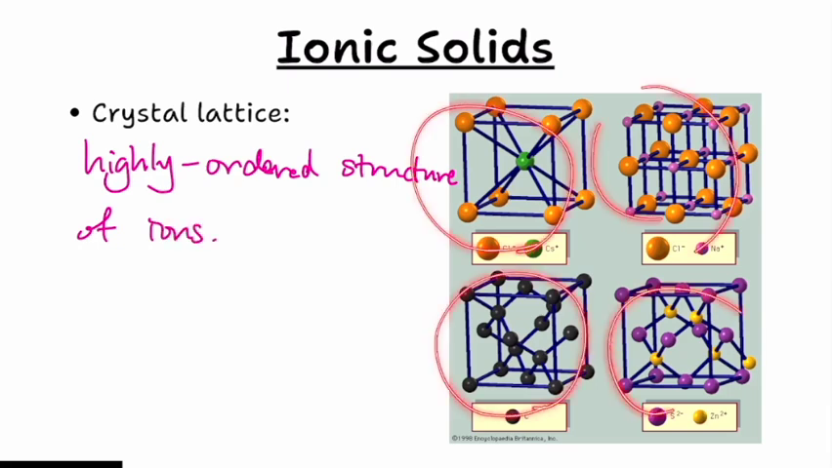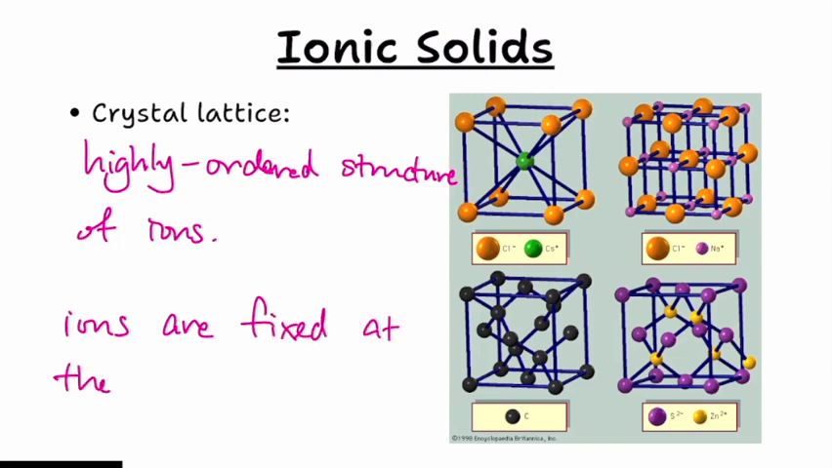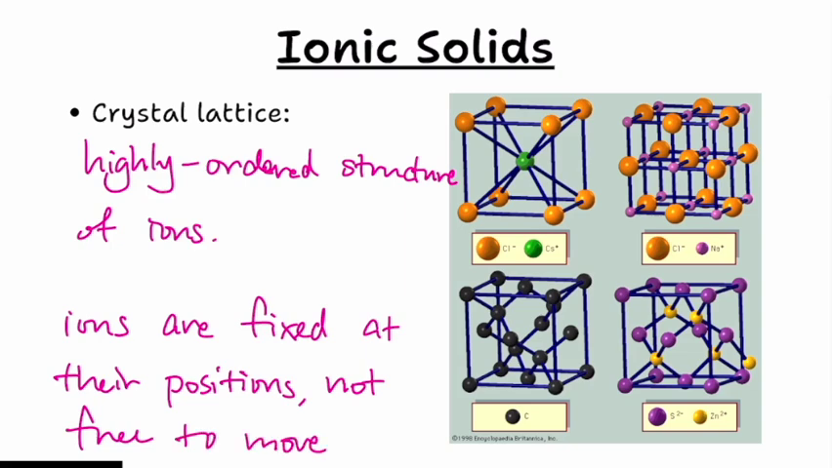Here are a couple of examples of the crystal lattice structures of different ionic compounds. You are not required to memorize or differentiate any of these crystal lattice structures. They are not going to be tested in the AP Chemistry exam, but you just need to know that the ions are fixed in position. They're fixed usually at each of the vertices of this cube structure, and cations and anions are not free to move.